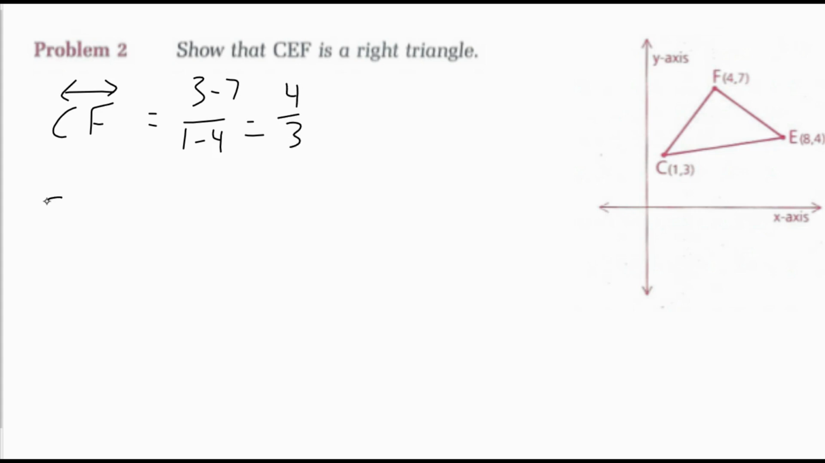If I find the slope of FE, this would be (7 - 4)/(4 - 8), which is equal to 3 over -4. Notice these two lines right here have opposite reciprocal slopes. Therefore, without even showing what the slope of CE is, I know it's a right triangle.